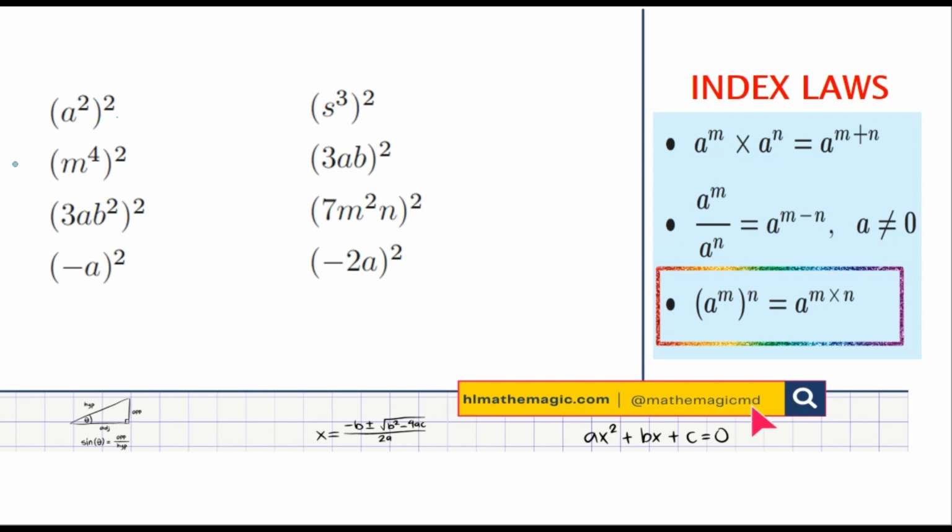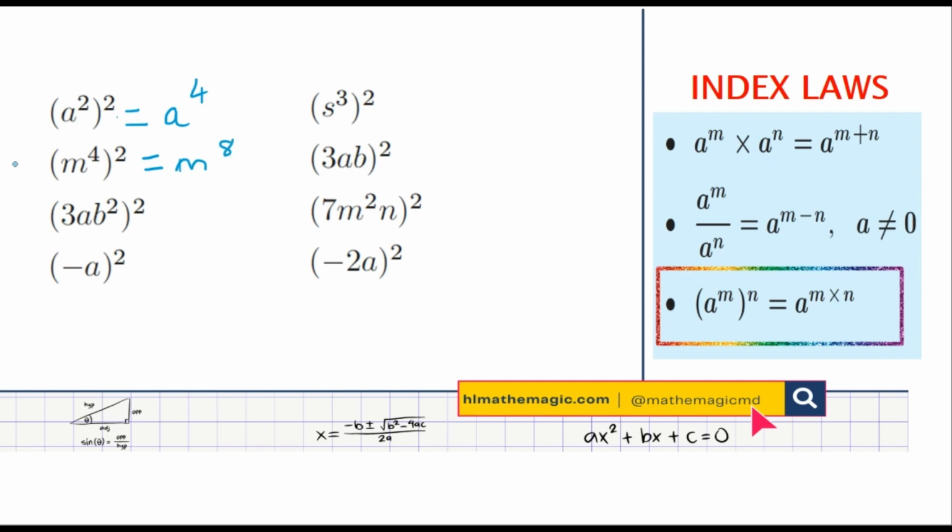a squared squared here. Following the same rule, we're going to multiply the powers. So a squared squared is going to give us a to the power 4. And so now it's your turn. For the second question, m to the 4 squared. And as we use the power law, this will give us m to the power 8.